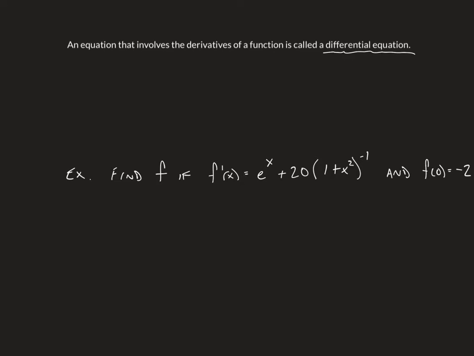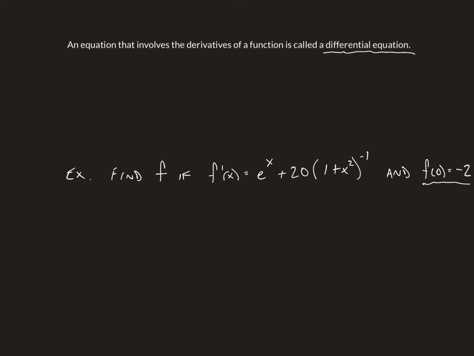So in this example, we're asked to find f if f prime of x is equal to e to the x plus 20 times 1 plus x squared to the negative first power. And then we're also given this condition here, which is important, that says that f of 0 equals negative 2. And you'll see how we use that in a minute.